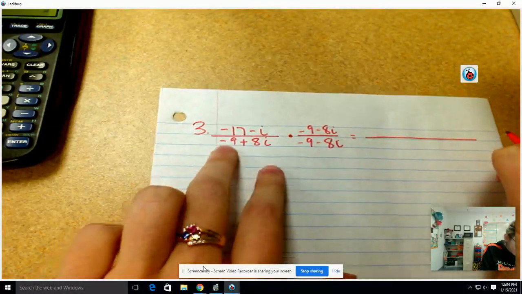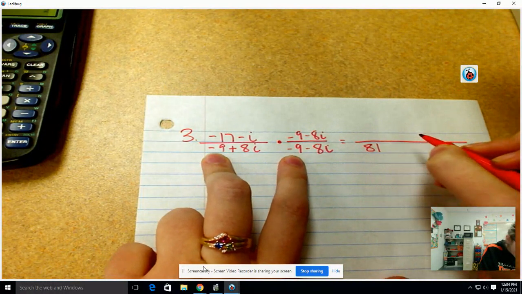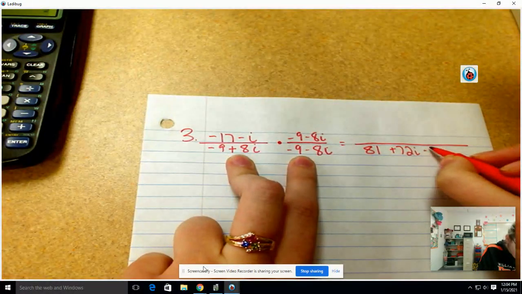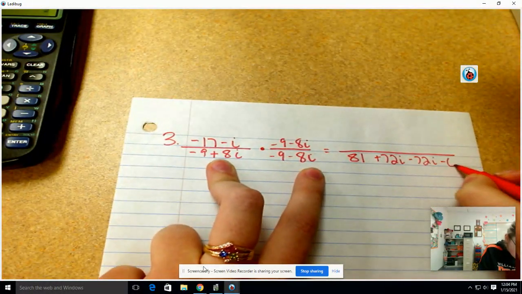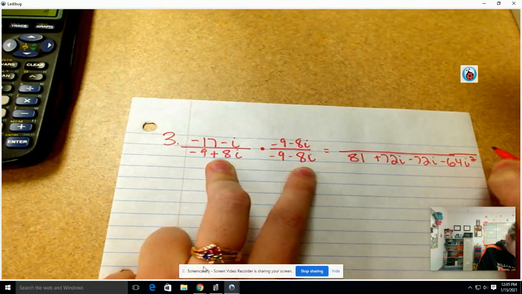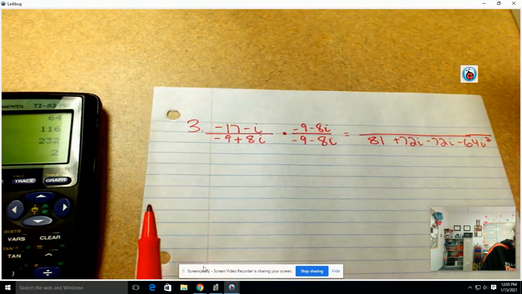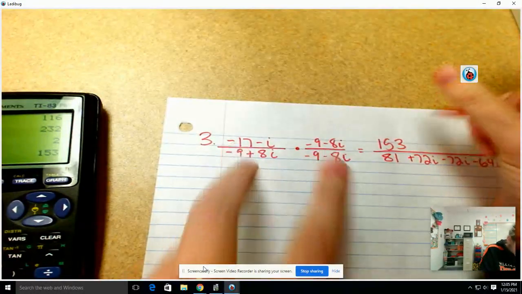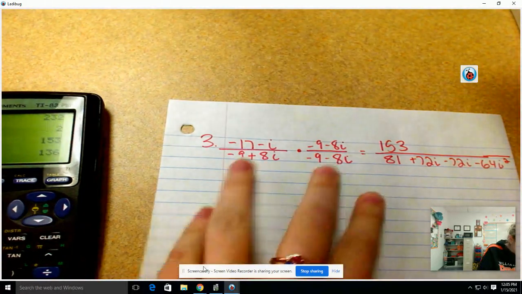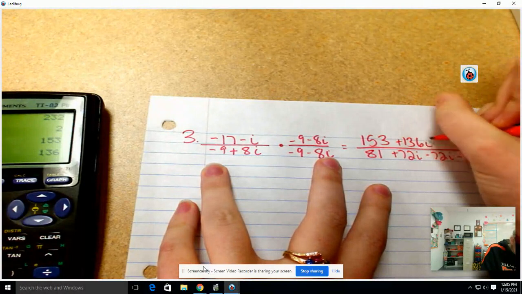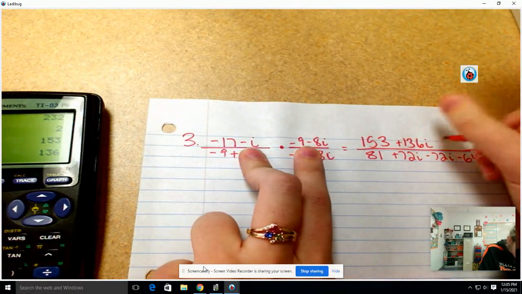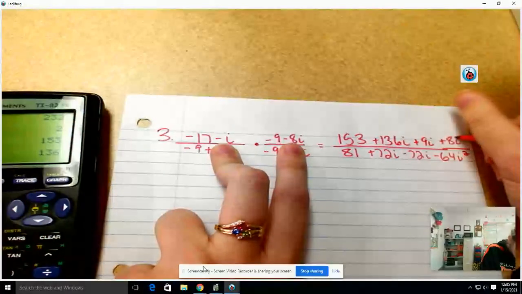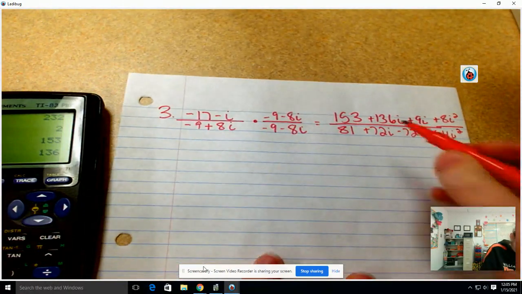Go ahead and start distributing. Negative 9 times negative 9, 81. This is going to give us positive 72i, negative 72i, and then negative 64i squared. Same thing up here. We're going to get those two multiplied. It's going to give us 153, then we're going to have 136i, and you multiply these two, we're going to have a positive 9i, and then we're going to have a positive 8i squared.